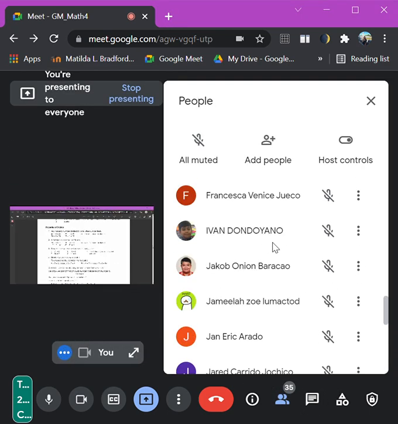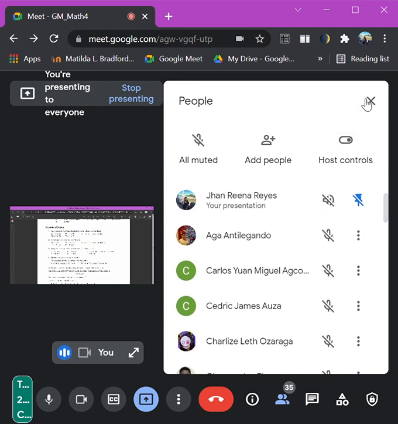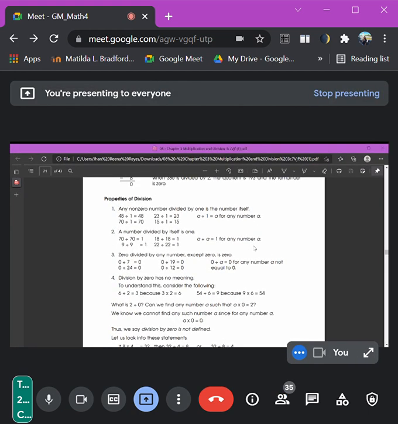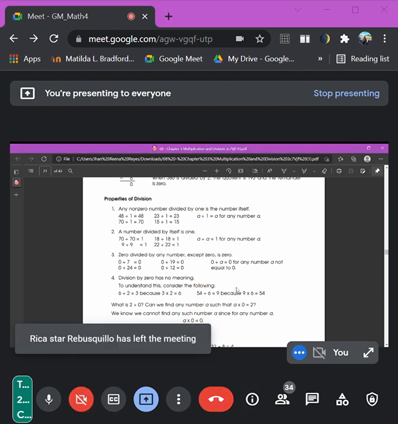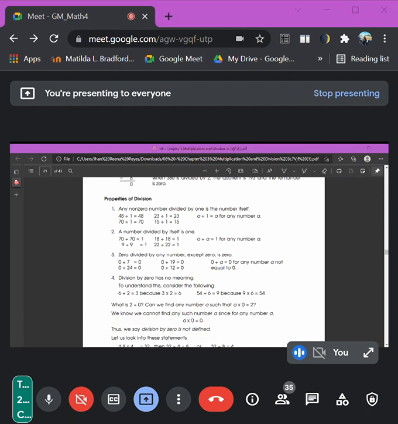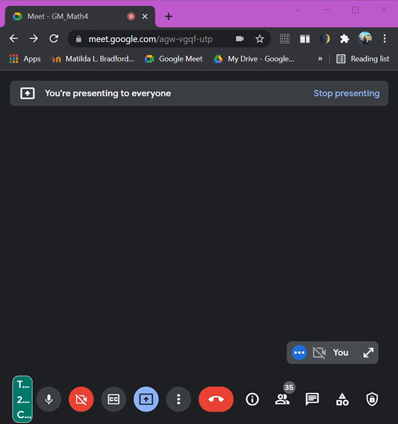Please read number 3. Zero divided by any number except zero is zero. Okay, so 0 divided by any number except 0 is 0. So you have there any number that you're going to divide with 0, it's always 0. The answer is always 0.